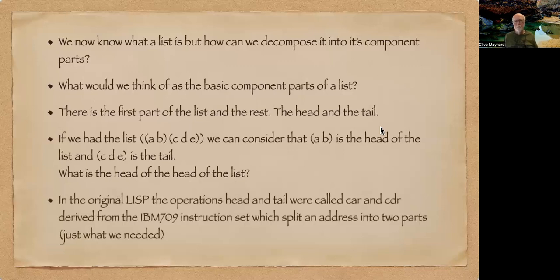In the original Lisp, these operations were actually called car and cdr, which were directly derived from the IBM 709 instruction set, which split an address into 2 parts, which is just what we needed for using our pointers.